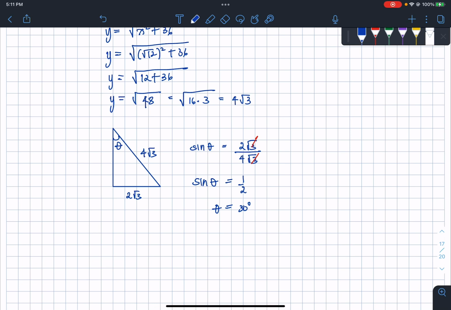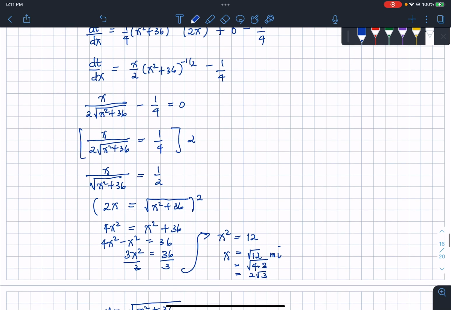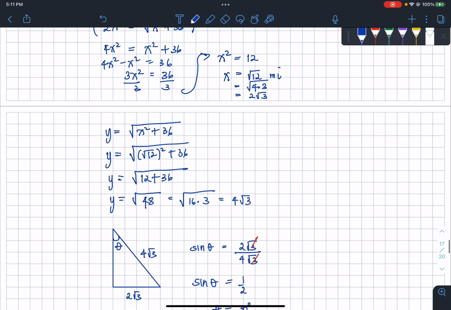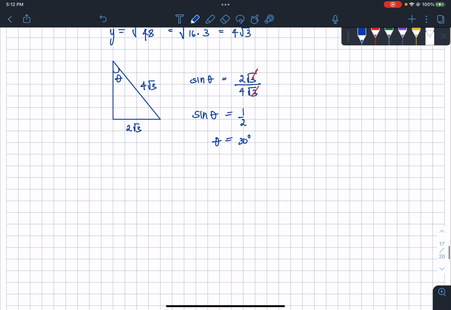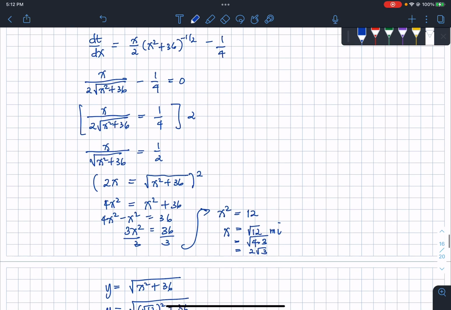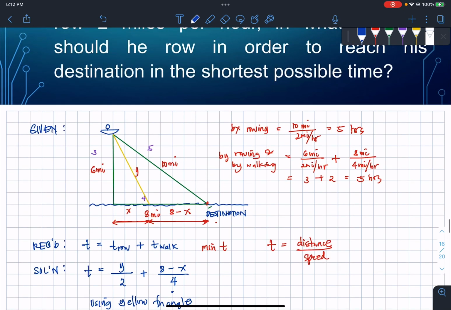Okay. So the direction that the boat needs to head on would be 30 degrees from the perpendicular line of the shore. Okay. So in short, here. So here he will row. So 30 degrees.